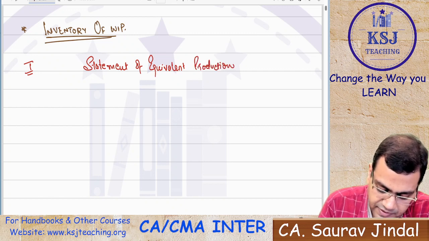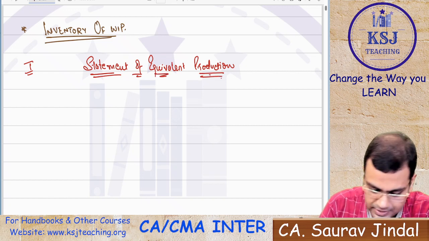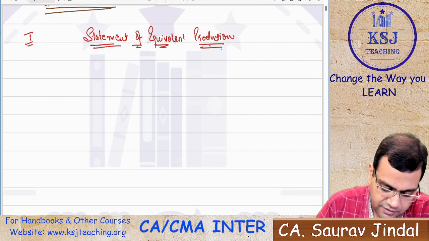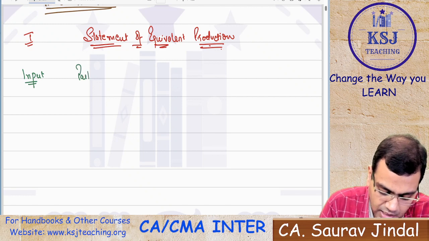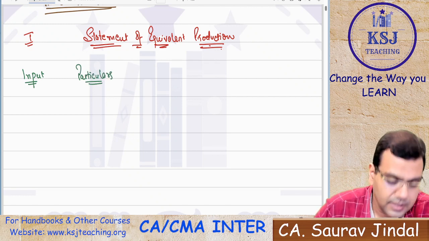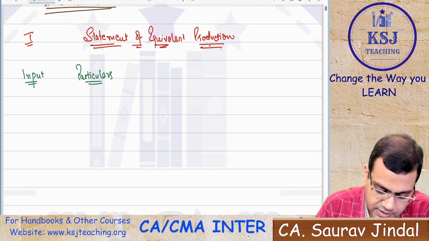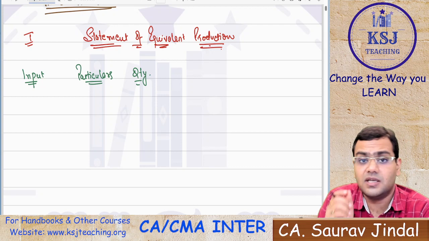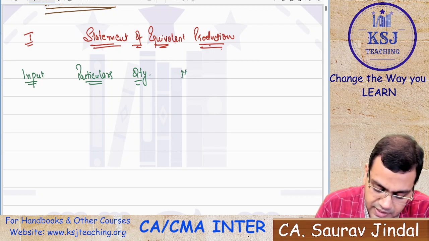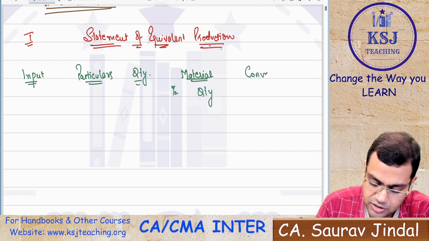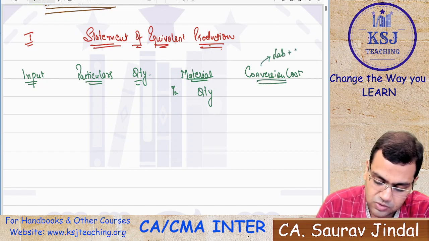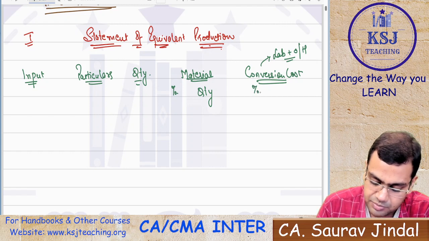How is this statement of equivalent production prepared, sir? For that, you take whatever you have as input and what is your output, or what we call particulars, then quantity. Then what is the cost incurred on that? Two costs we are going to take. One is the material cost, with the percentage of completion and the quantity. And the next one is the conversion cost, which means the cost of labor and overheads. Here also we'll write a percentage and quantity.